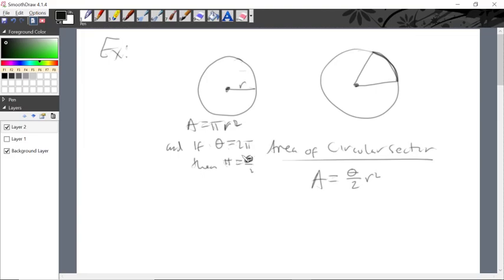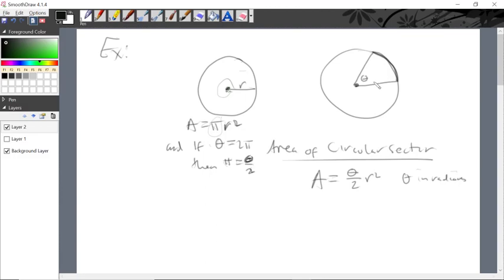So we're dealing with radians here. When we're using this formula, theta is specifically in radians. If theta is equal to 2 pi radians, that means we have a full circle. If we took the area of a sector where the sector was in fact the whole circle, we would get the area of the whole circle, which is pi r squared. So if theta is 2 pi, then pi is equal to theta over 2. Plug theta over 2 in for pi, and you get theta over 2 r squared. Here's our formula for the area of a circular sector.